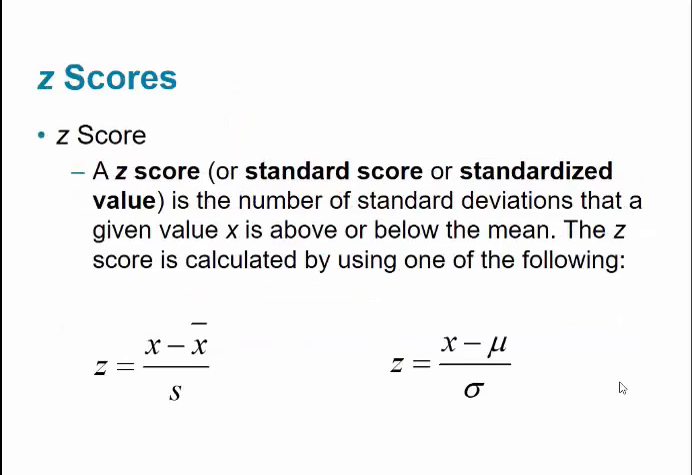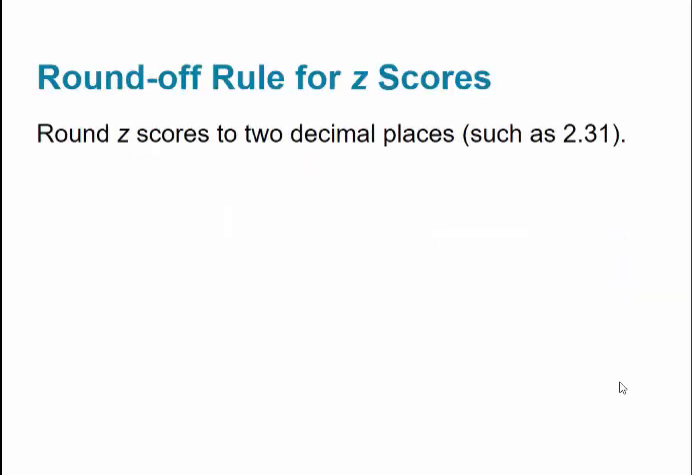A Z-score, or standard score, or standardized value, is the number of standard deviations that a given value x is above or below the mean. Now the Z-score is calculated using the following. If we have a sample, we use the formula on the left. If we have a population, we use the formula on the right with the corresponding symbols. We always round Z-scores to 2 decimal places.